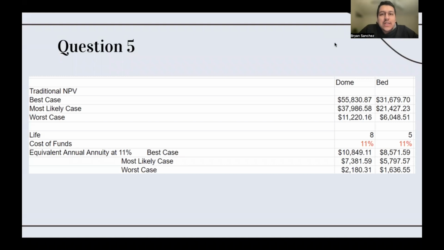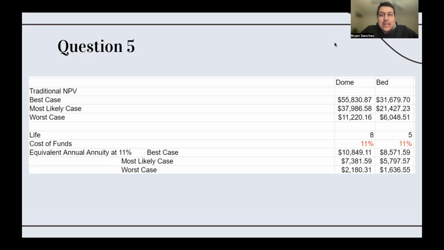Hello, my name is Brian Sanchez, and I'm going to be presenting question 5. For question 5, it asked, if you decide to use the replacement chain method, how does the calculation and decision change? So to start off this question, we show the traditional NPVs for both the dome and the bed units, as well as the best case, most likely case, and worst case scenarios, which we computed in question 3. With these NPV values, we can use the replacement chain method to get the equivalent annual annuity, which will take into account the life values of each scenario.